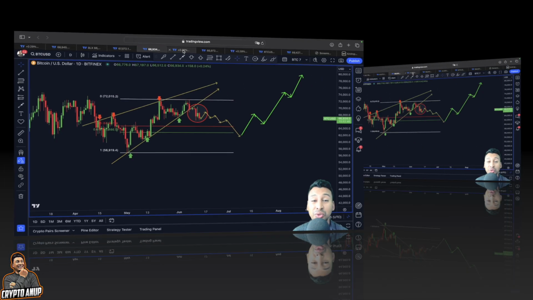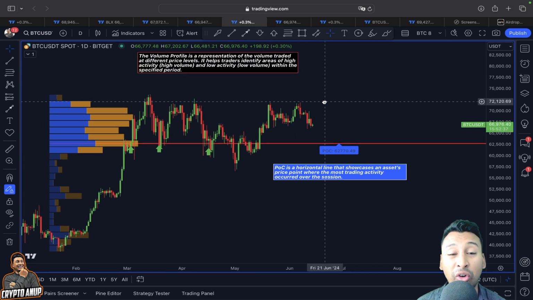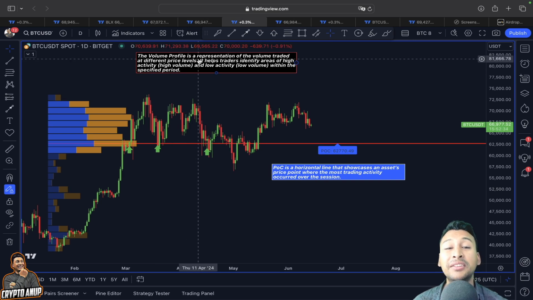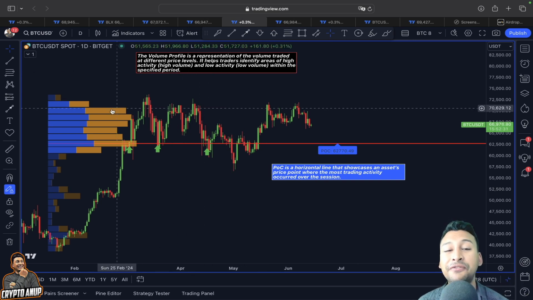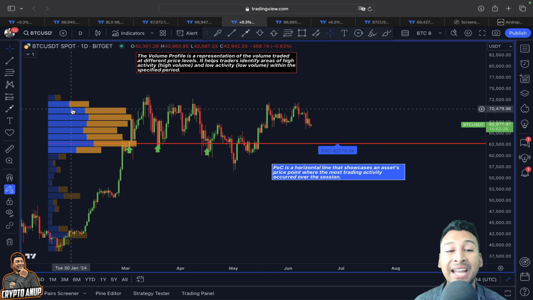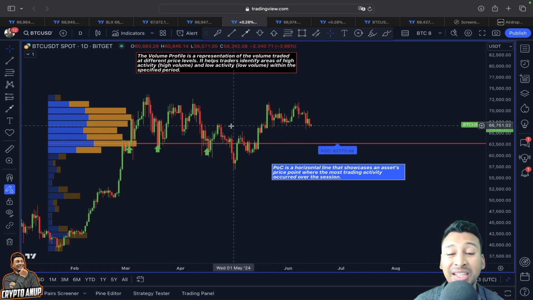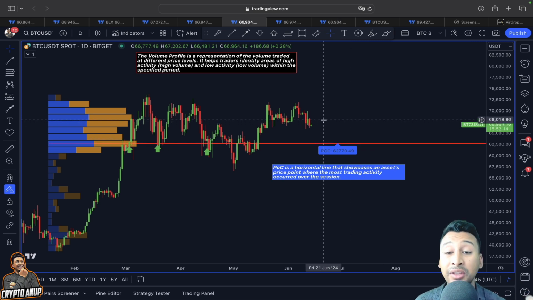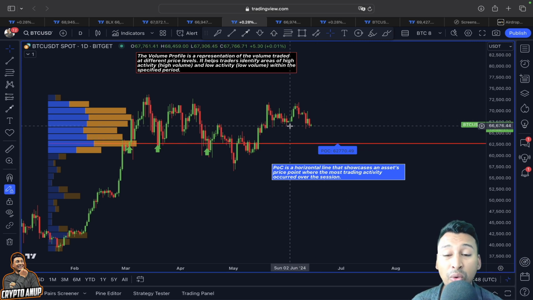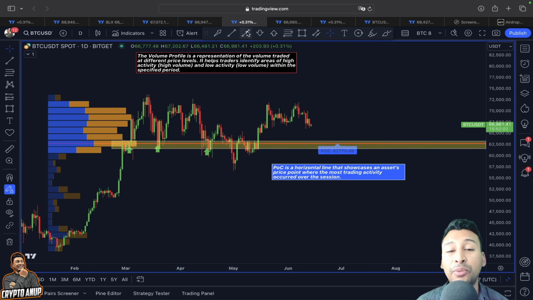So what to expect here in the immediate short term? I just showed you there will be more sideways moving, even a few pullbacks, because according to this volume profile, the volume profile is a representation of the volume traded at different price levels. So if you look on the left-hand side, you can see that, right? It helps traders identify areas of high activity, high volume, and low activity, low volume within the specific period. So according to this volume profile, you can also see this POC line sits around 62,000. That means this POC line is the area where the most trading activity occurred over the season. So that's why this trend line could be attracting us, but this will be one of the most important supports for us.